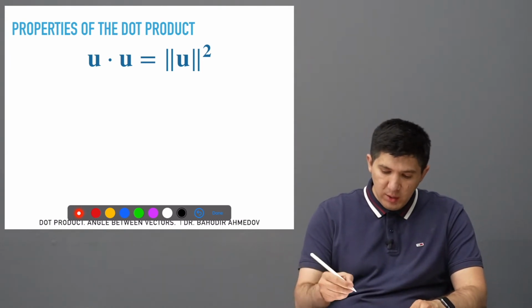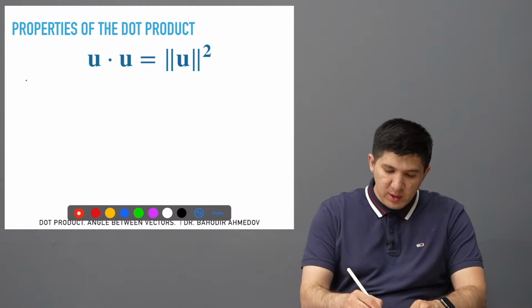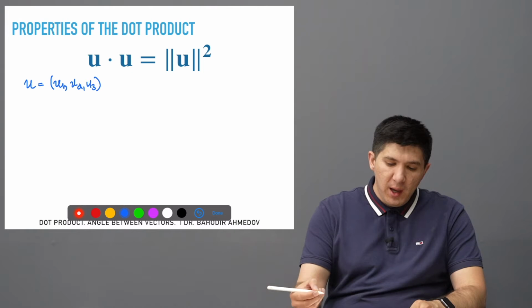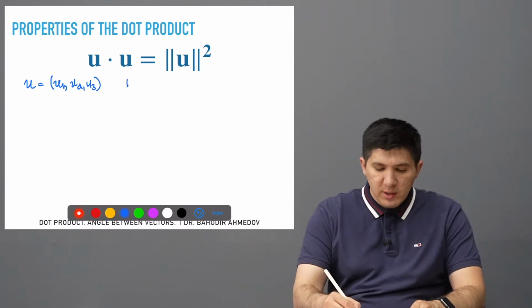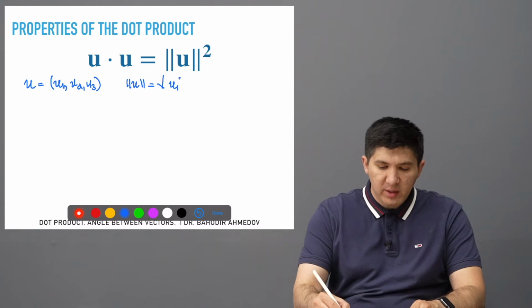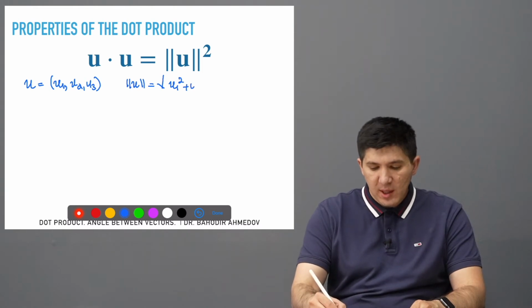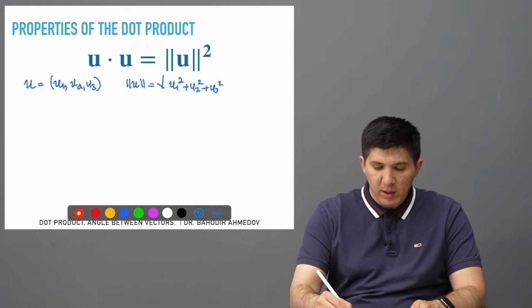Let's say u is a vector with three components: u1, u2, and u3. And if you remember, the length of the vector u is going to be equal to the first component of the vector squared plus the second component of the vector squared plus the third component of the vector squared.